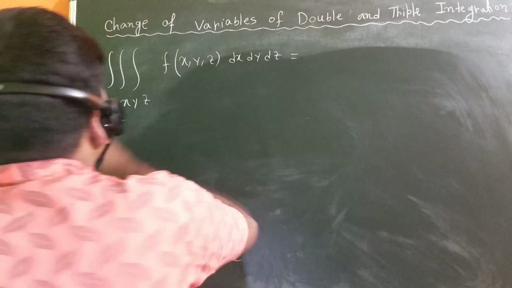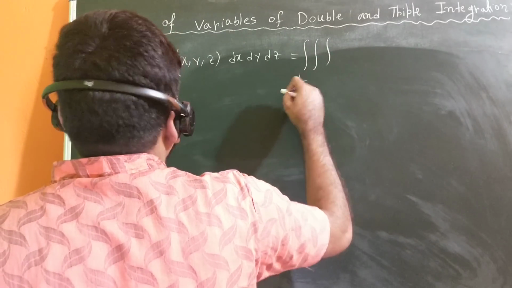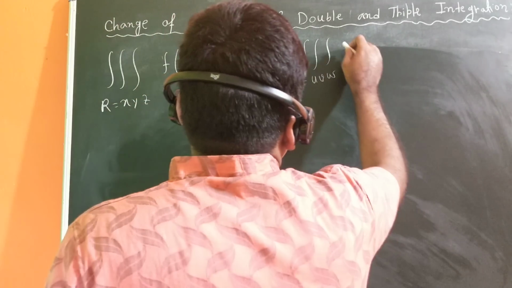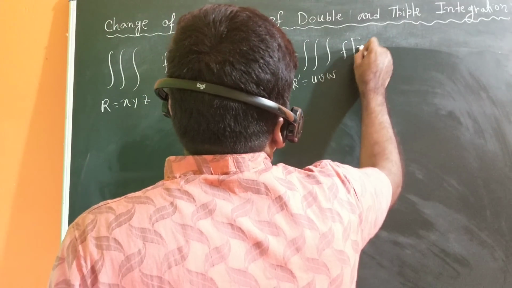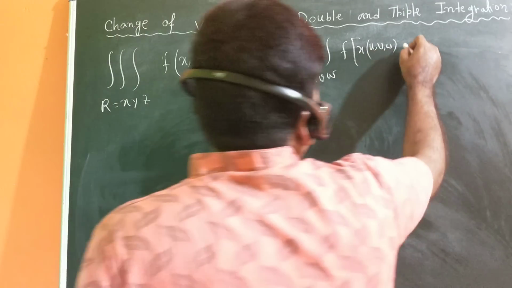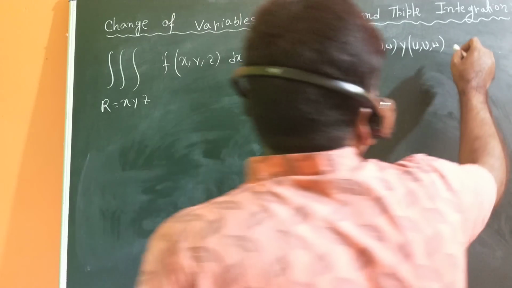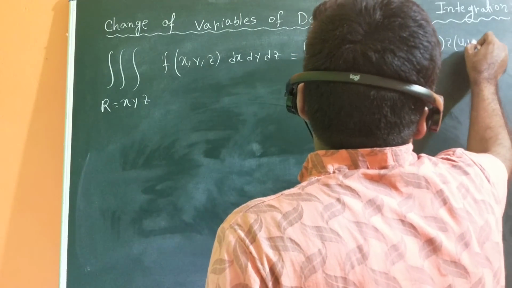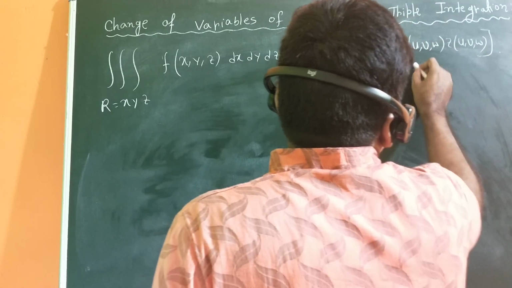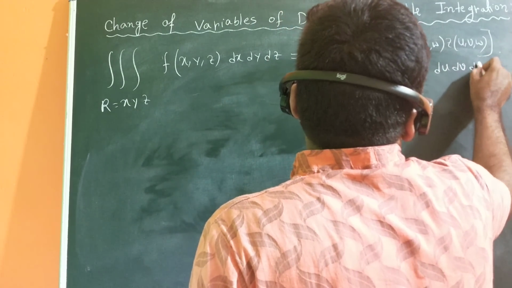then you have R dash plane which is uvw, and we have obviously f, with x as a function of uvw, y as a function of uvw, and z as a function of uvw, and then what we have is mod Jacobian, and then du, dv, and dw.